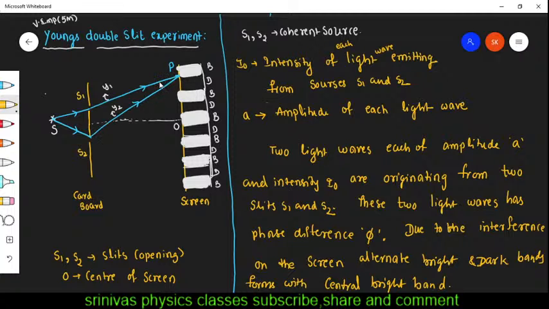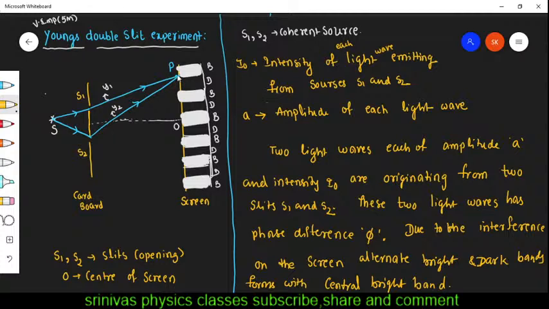If the two light waves superpose constructively, a bright band forms. If they interfere destructively, then a dark band will form. That depends upon the path difference, right? Now the two light waves are originating from the sources S1 and S2. They have the same amplitude A and the same intensity I naught. They are superposing with each other at point P. Due to that, on the screen you will observe alternate bright and dark bands.